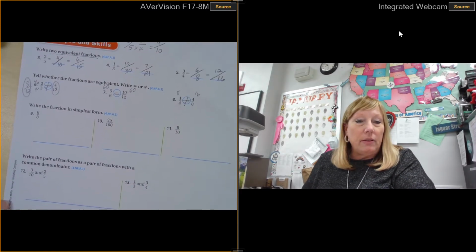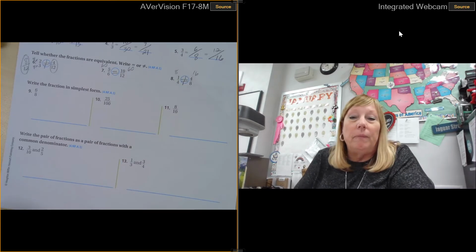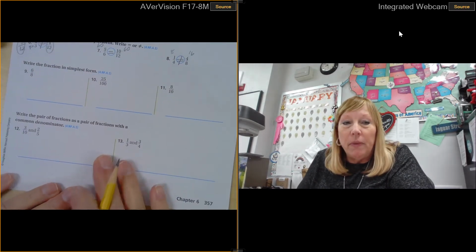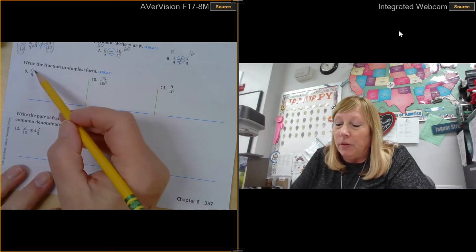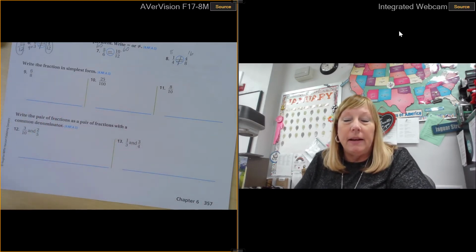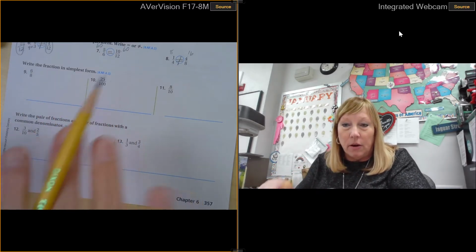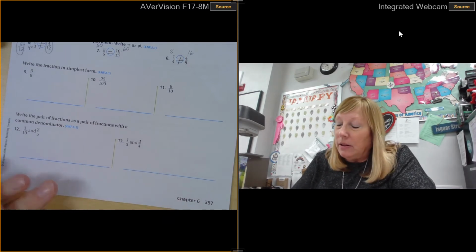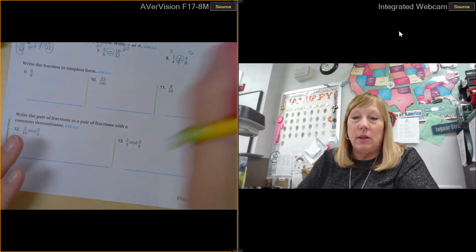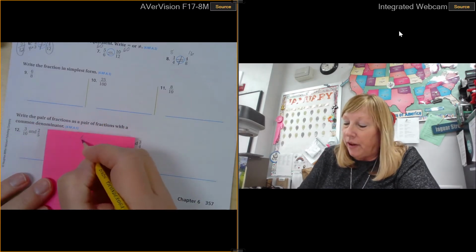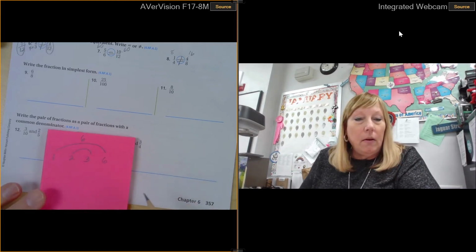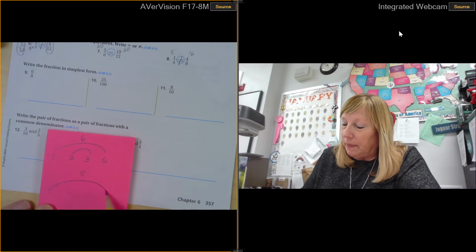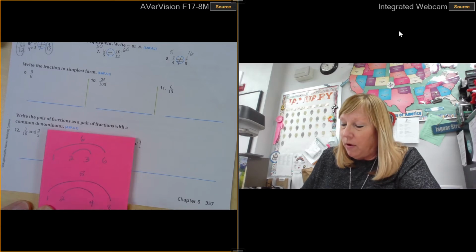All right, let's write the fraction in the simplest form. Now, when we're going to simplest form, we have to find a common factor that we can divide both the numerator and the denominator by to get it smaller. How low can you go? All right, so there's 2 ways you could do that. You could take 6 and do a factor rainbow. 1 and 6, 2 and 3. Okay, and then I could take 8, 1 and 8, 2 and 4, and that's about it.